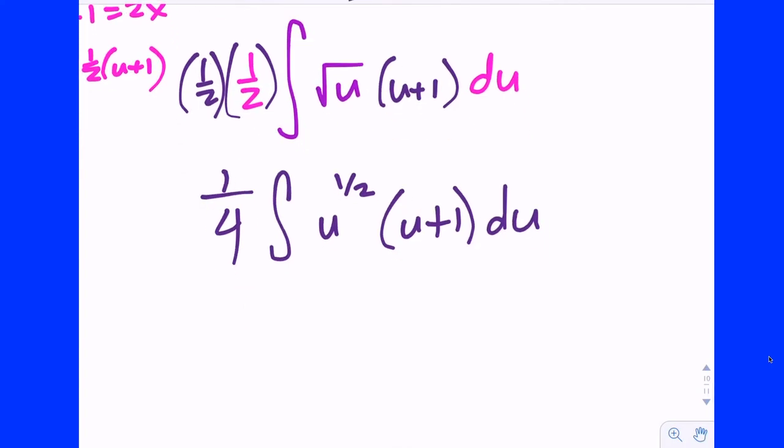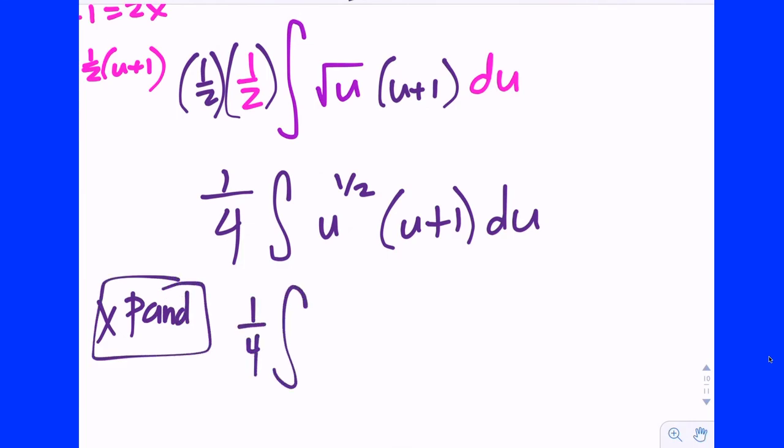And so after you do u-substitution, when you're off by more than a constant multiple and your inside function is linear, the next step is always going to be to expand. X game style. Expand. So you get 1/4, and then if you distribute, you're going to get u to the 3/2 plus u to the 1/2.